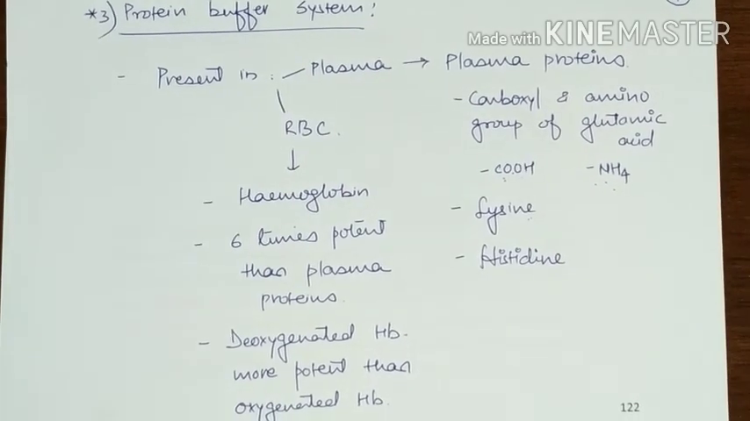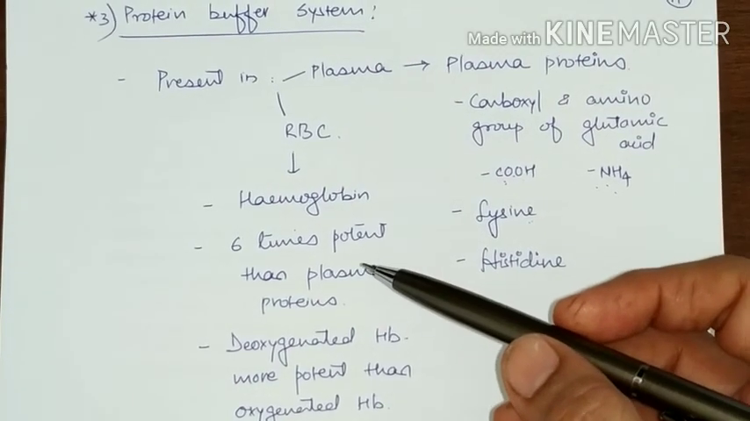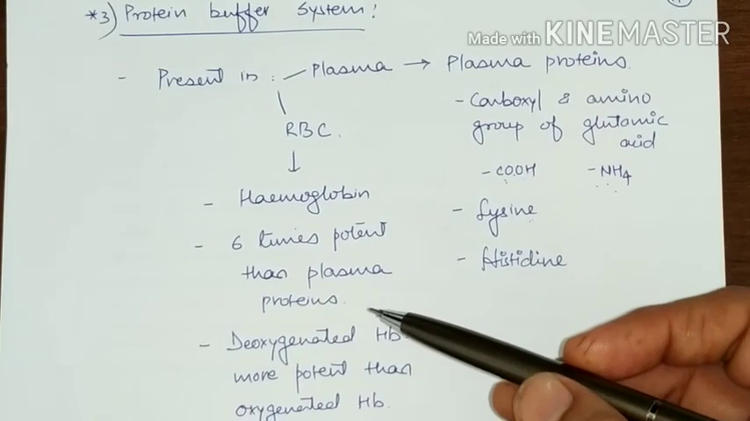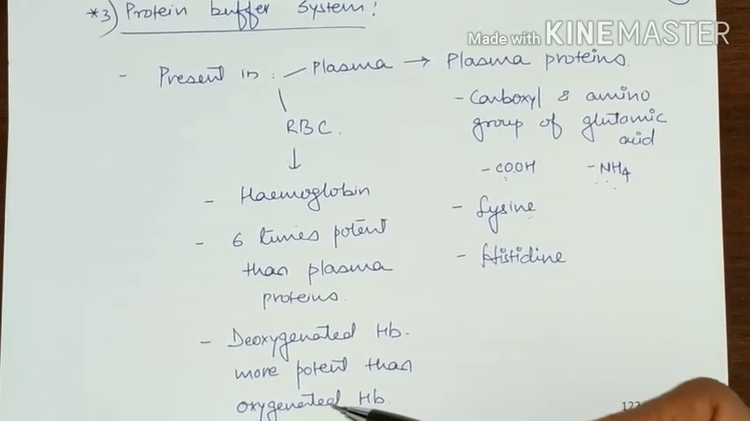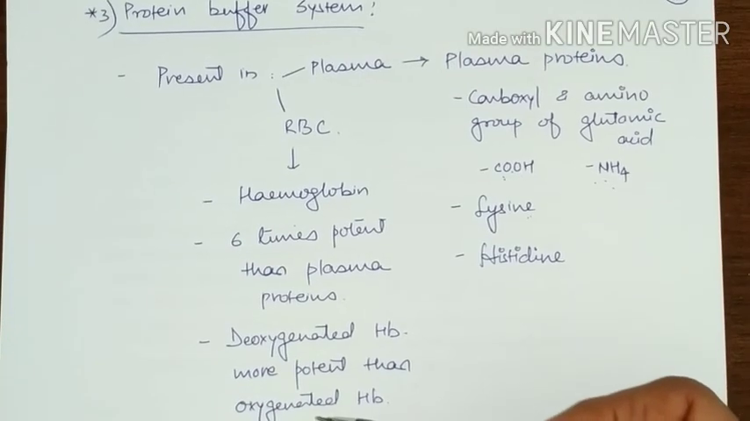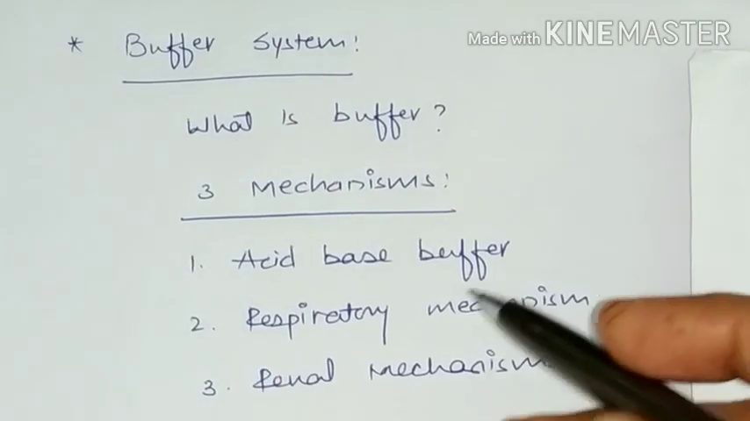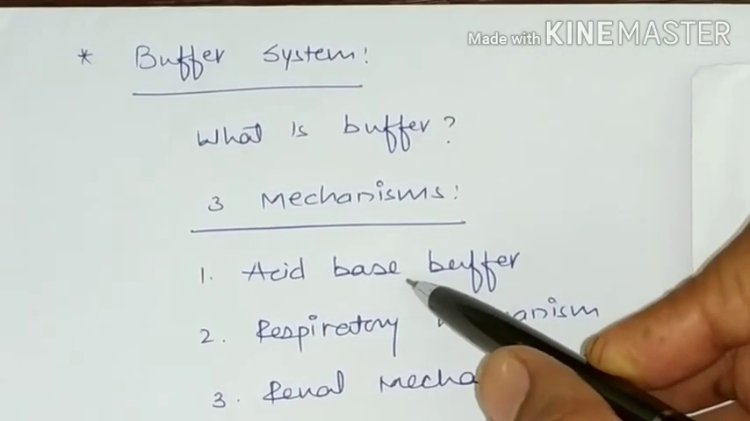Hemoglobin also acts as a buffer. Potency of hemoglobin is 6 times more than that of the plasma proteins. Deoxygenated hemoglobin is a more potent buffer as compared to oxygenated hemoglobin because it has more tendency to accept H+ ions. So we have completed the first buffer system, that is acid-base buffer.